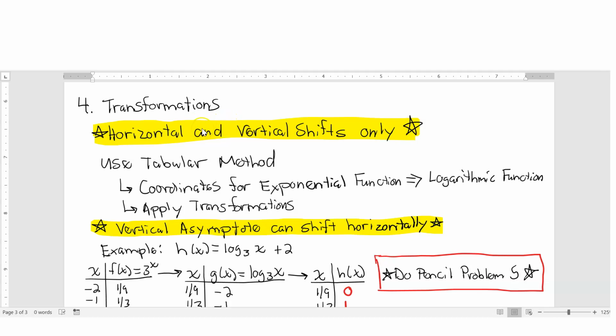When we work on transformations of logarithmic functions, like we did in section 4.1 with exponential functions, we will only consider horizontal and vertical shifts. We'll continue to use the tabular method, but as I showed in the example above, it can be much faster to obtain the coordinate points for a logarithmic function by first finding the coordinates for its related exponential function and then just switching the x and y coordinates. Then you can apply whatever transformations are required. And just as we saw the horizontal asymptote with an exponential function move vertically with a vertical shift, the vertical asymptote for a logarithmic function can move horizontally with a horizontal shift.